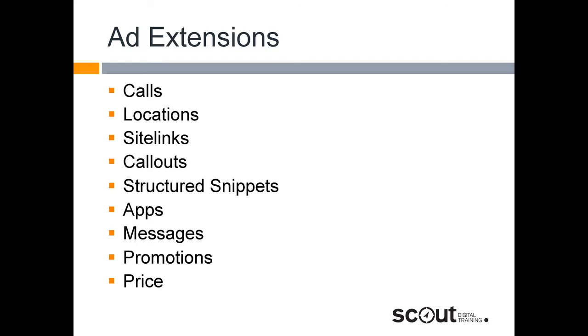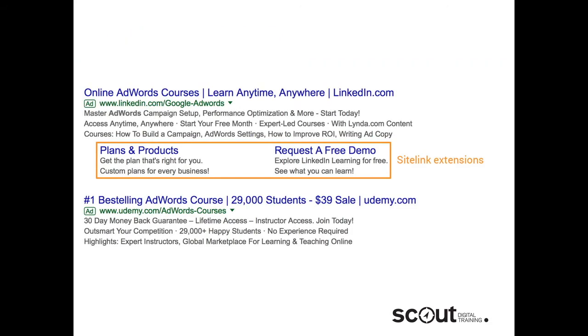So they may not be relevant to everybody and every campaign, but I'd always encourage you to look at them. And usually the ones most campaigns can use are site links and call outs. We've just got some examples here. So site link extensions allow you to show extra pages on your website.